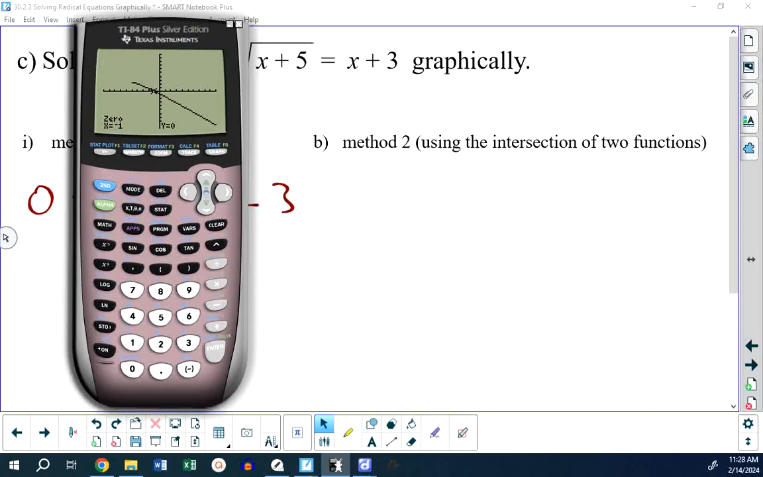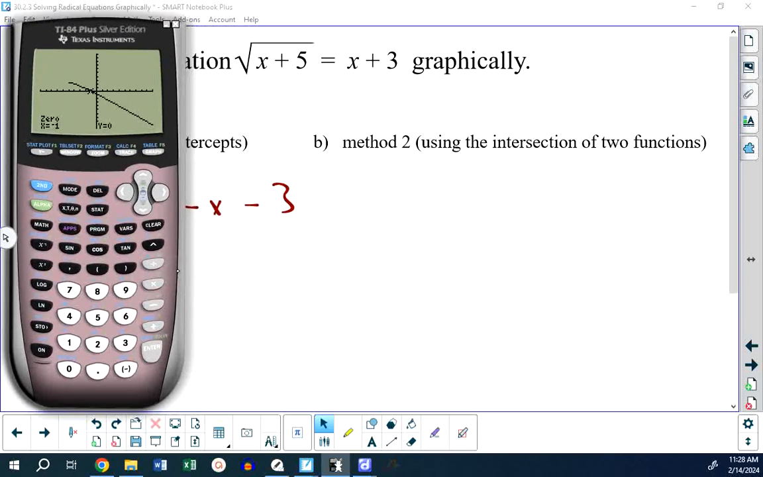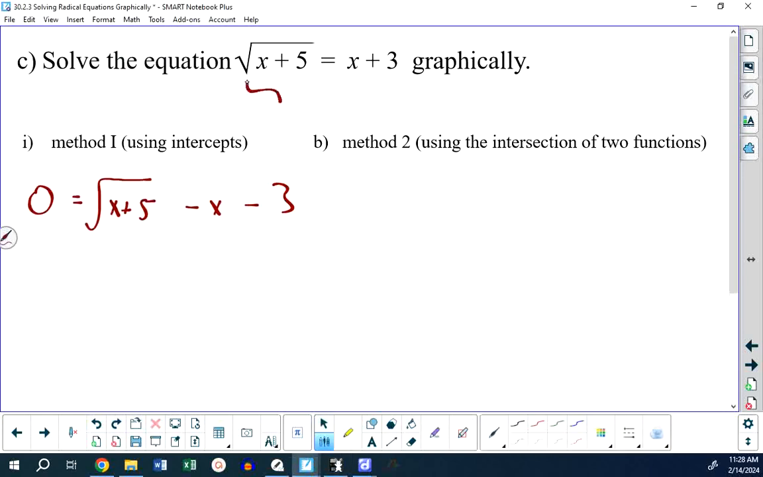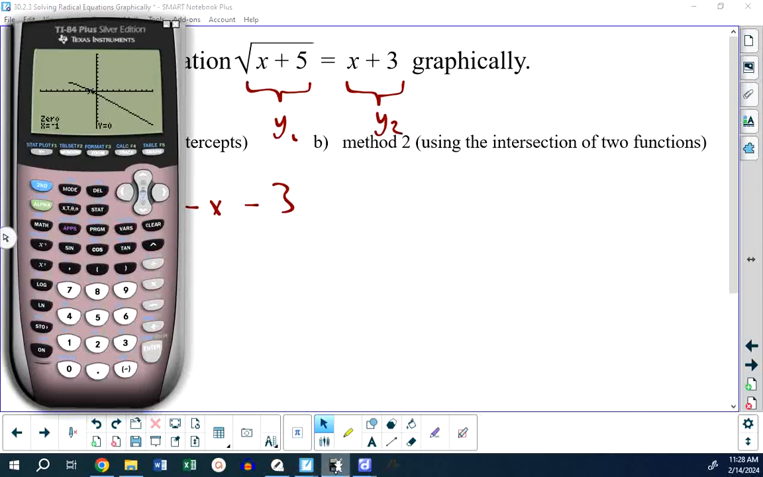I like this better. I don't know why I prefer it. I would just say this. Why not do this? Why not just graph two functions and find out where they cross? And whatever the x value is where they cross, that's the x value that makes the equation true. Well, I know why I like it, and I'll explain it in a second. So I'm going to graph y equals root x plus 5 and y equals x plus 3. And I'm going to go zoom standard.